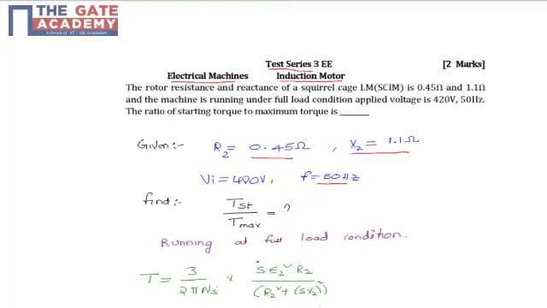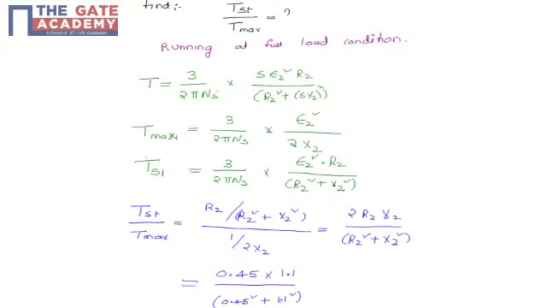If the machine is running at the full load condition, the formula for torque is T is equal to 3 by 2 pi ns, which is nothing but synchronous speed, into S slip into E2 square R2 by R2 square plus S into X2 square. This is the formula to calculate the torque when the machine is running at the full load condition.